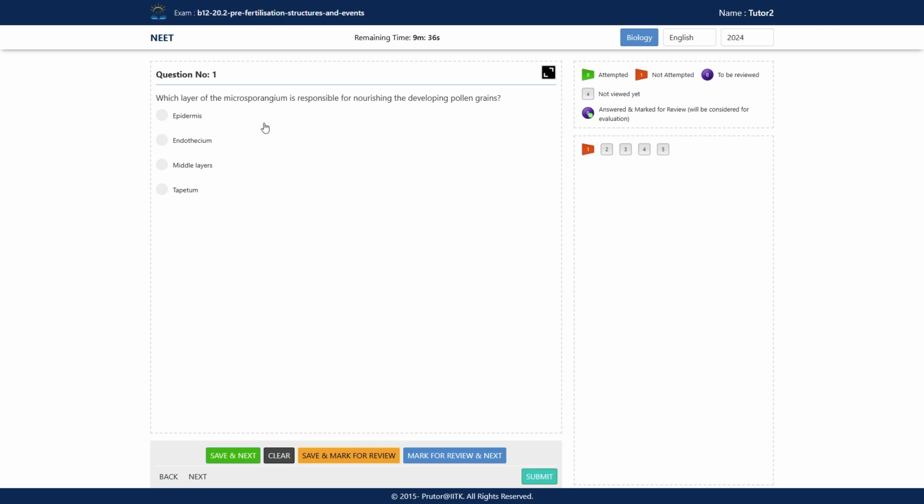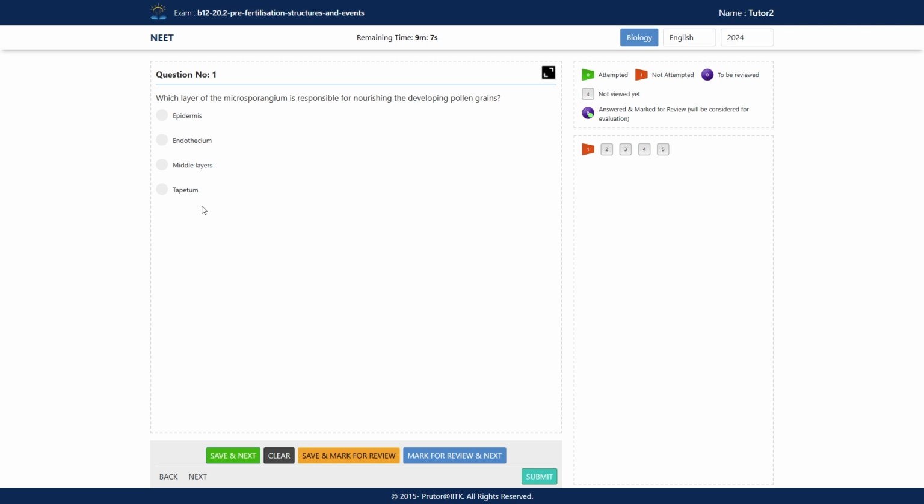Which layer of the microsporangium is responsible for nourishing the developing pollen grains? We have seen that in the microsporangium, there is a certain layer that is responsible for nourishment of the developing pollen grains. So let us see the options for this question. A. Epidermis, B. Endothecium, C. Middle layers, and D. Tapetum.